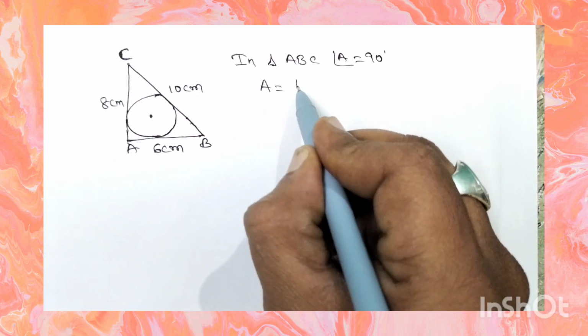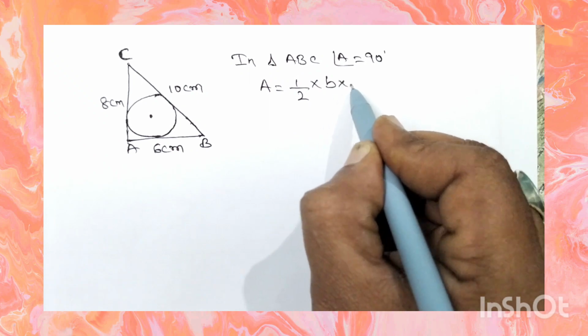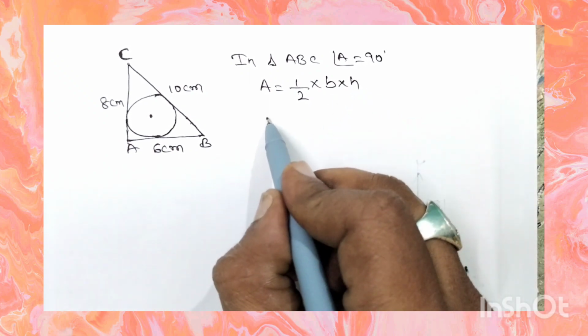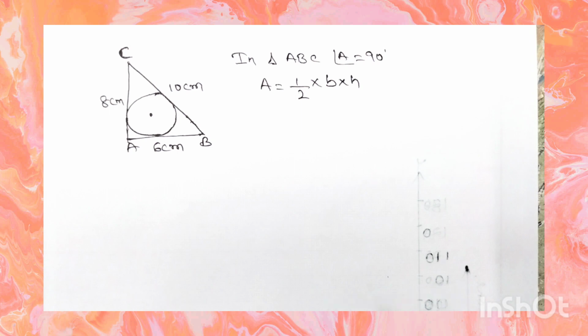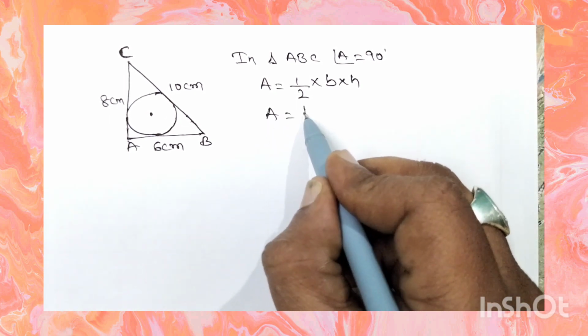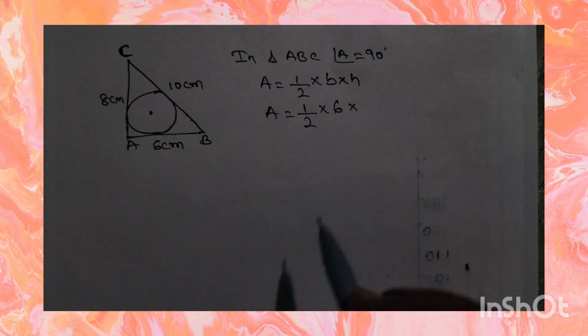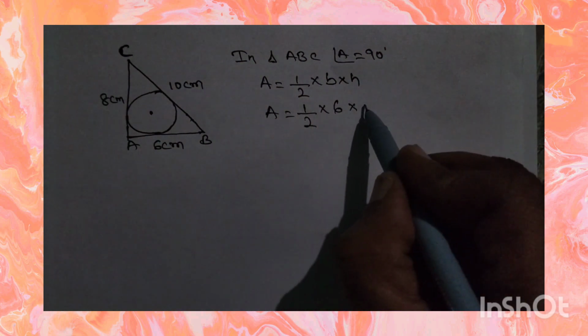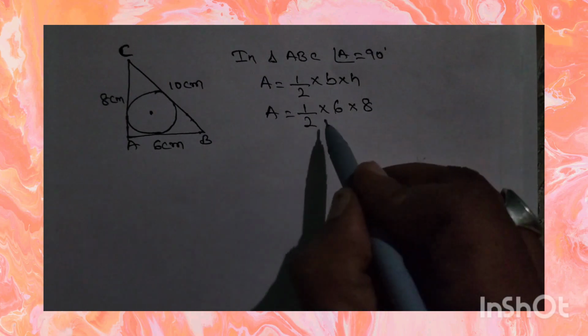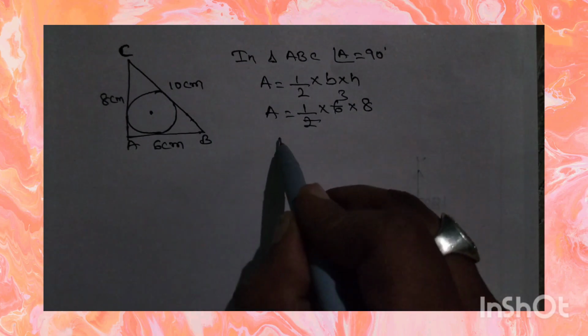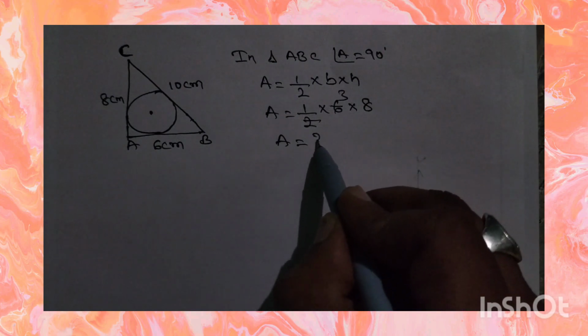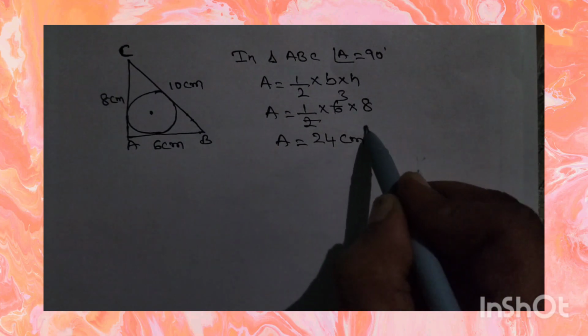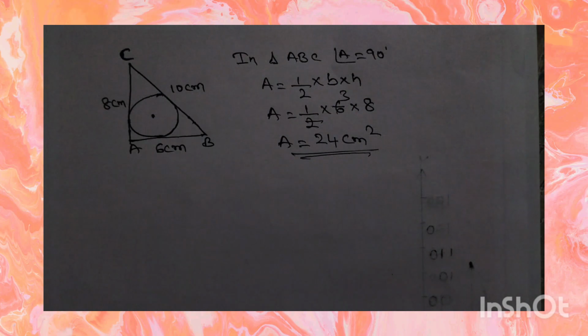So area is equal to half into base into height. So area is equal to half into base, which is 6, and height, which is given as 8 centimeter. 2 ones are 2, 2 threes are 6... 2 ones are 2, 2 threes are. Therefore area is equal to 8 threes, which is 24 centimeter square. So 24 centimeter square is the area of the triangle ABC.